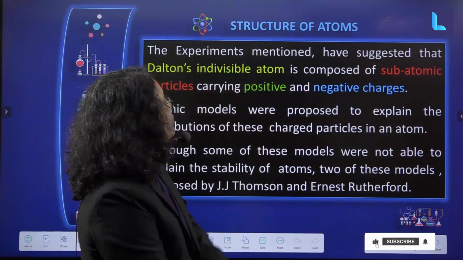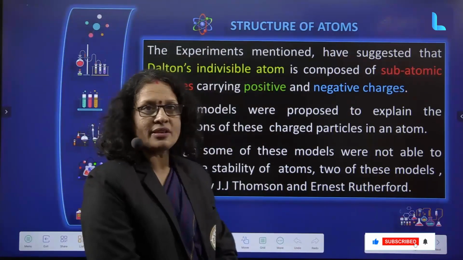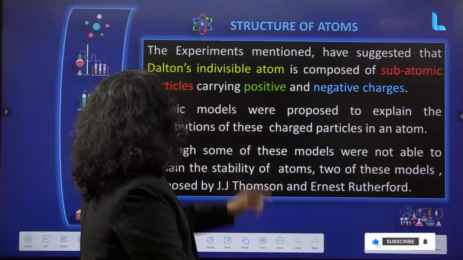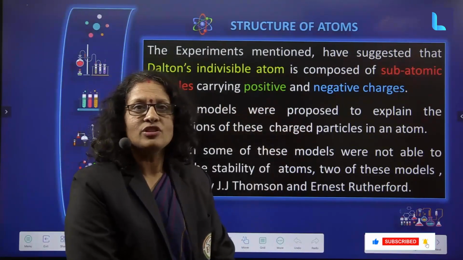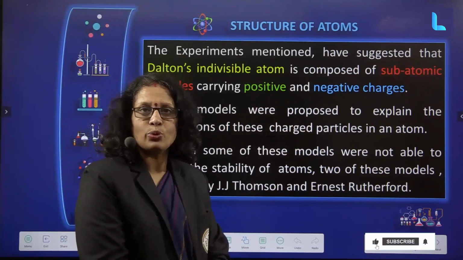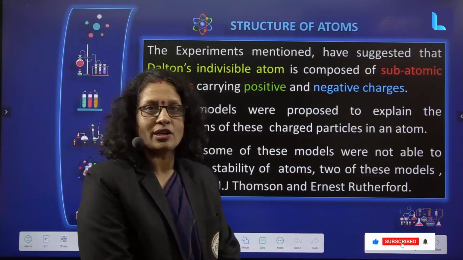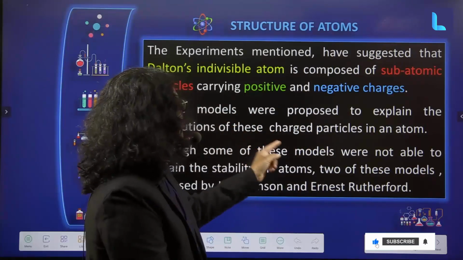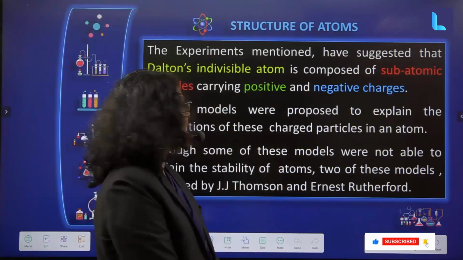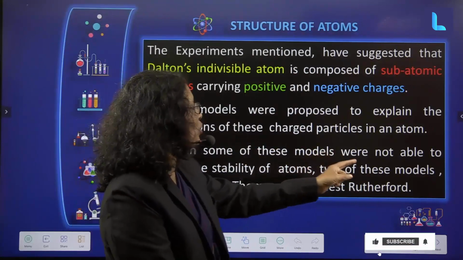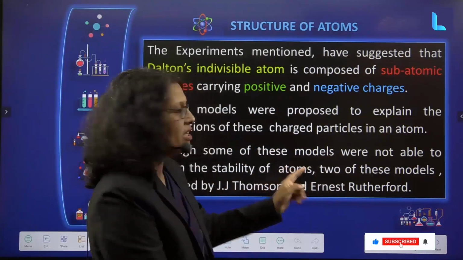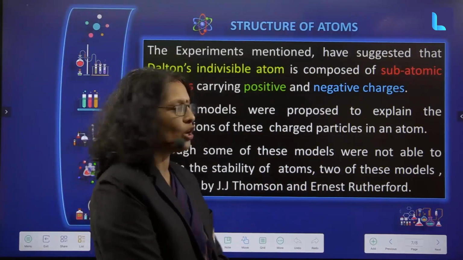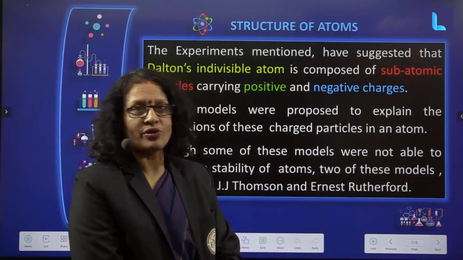The experiments suggested that Dalton's indivisible atom is composed of subatomic particles carrying positive and negative charges. The positive charge is called proton, the negative charge is called electron. Atomic models were proposed to explain the distribution of these charged particles in an atom. Although some of these models were not able to explain the stability of the atom, two of these models were proposed by J.J. Thomson and Ernest Rutherford.